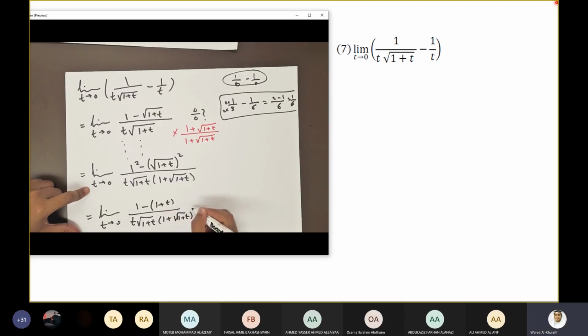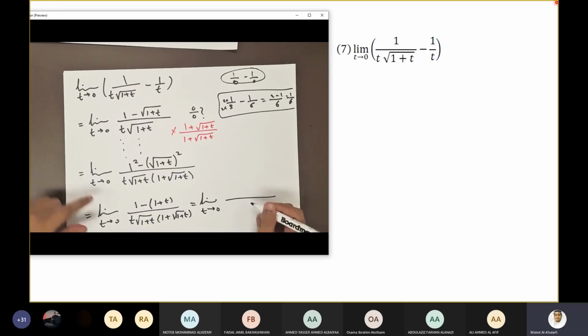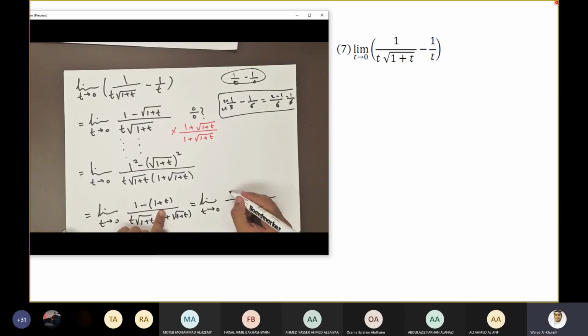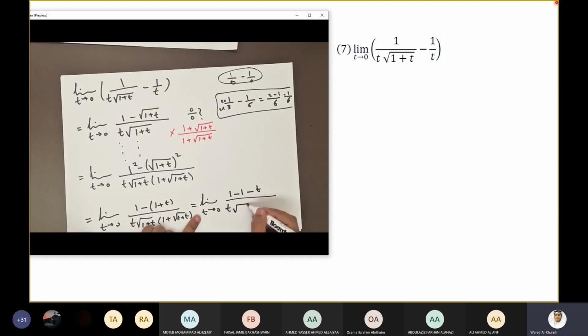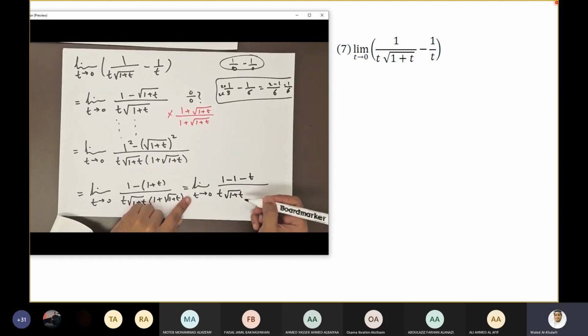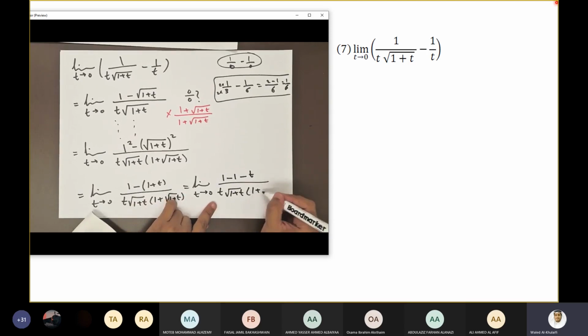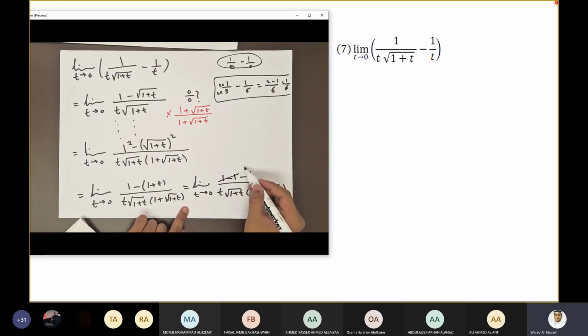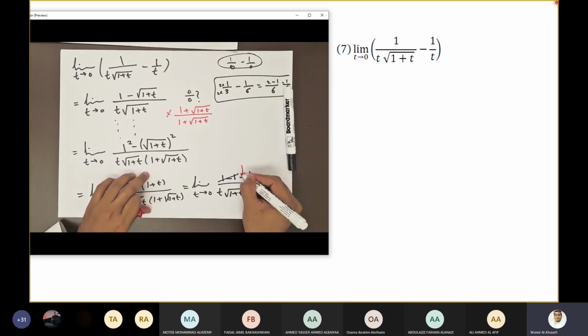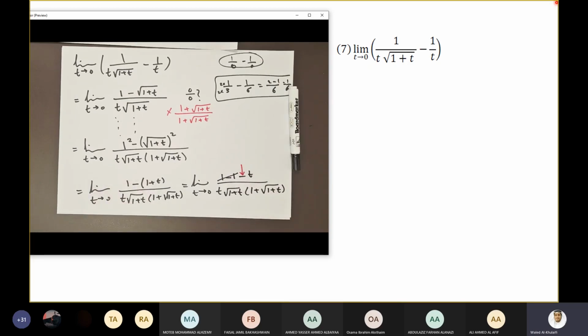And here, as your colleague said, the minus will multiply the expression. So it will be 1 minus 1 minus t over t root 1 plus t, times 1 plus root 1 plus t. I emphasize this minus, because I'm sure many students forget it. They will put minus 1 plus t. So don't forget this.